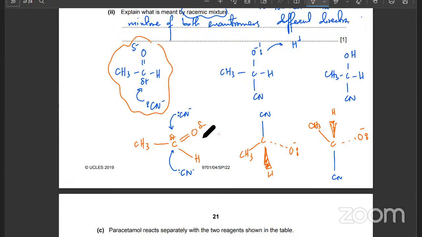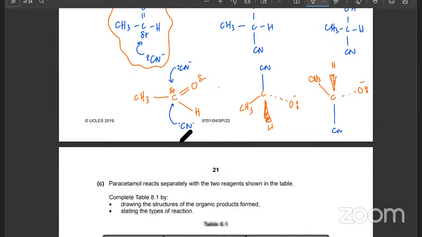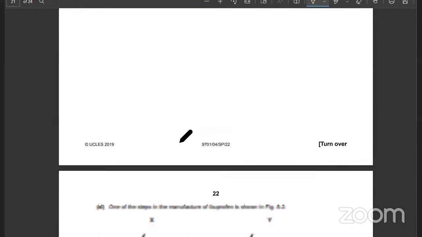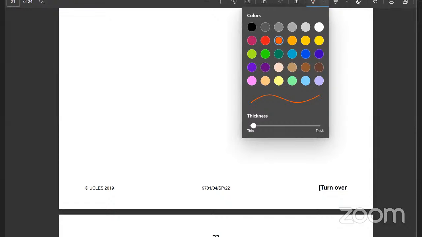It's the first thing, it's trigonal planar. The molecule is trigonal planar, and the CN-1 could attack from the top or it could attack from the bottom as well. I'll do another one similar to this. Okay, they might ask you about this as well.